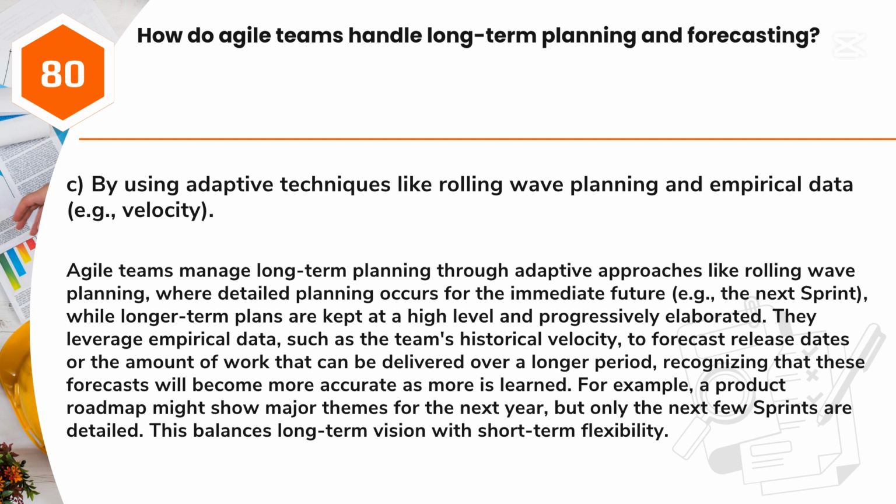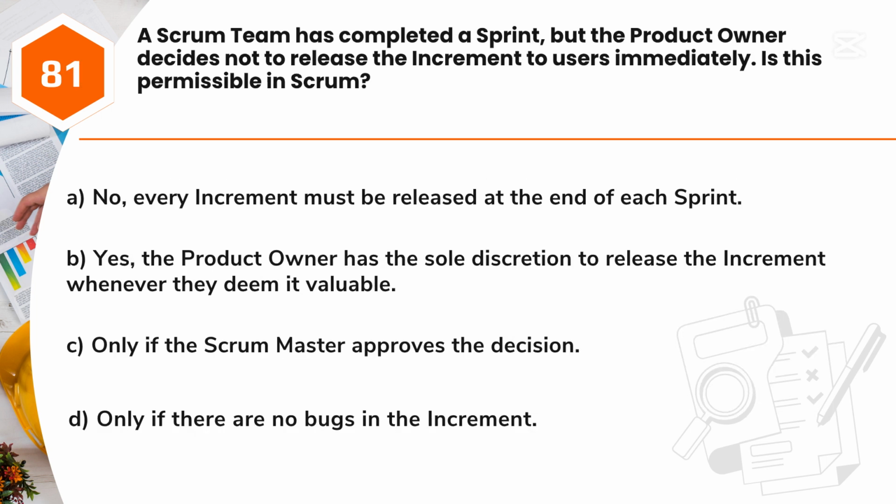For example, a product roadmap might show major themes for the next year, but only the next few sprints are detailed. This balances long-term vision with short-term flexibility. Question 81. A Scrum team has completed a sprint, but the product owner decides not to release the increment to users immediately. Is this permissible in Scrum? A. No, every increment must be released at the end of each sprint. B. Yes, the product owner has the sole discretion to release the increment whenever they deem it valuable. C. Only if the Scrum Master approves the decision. D. Only if there are no bugs in the increment.